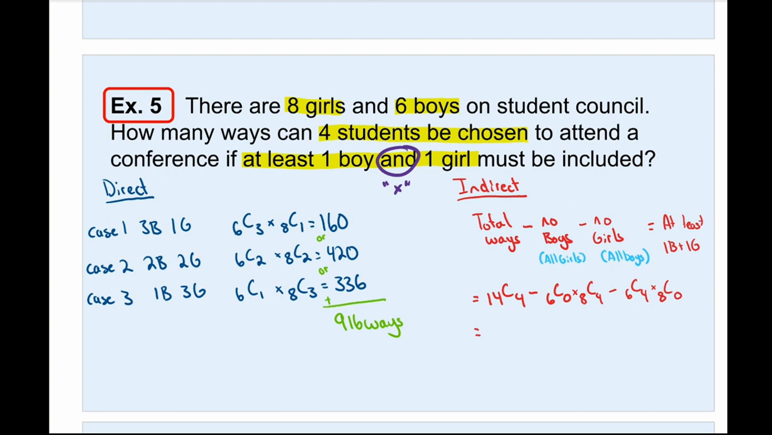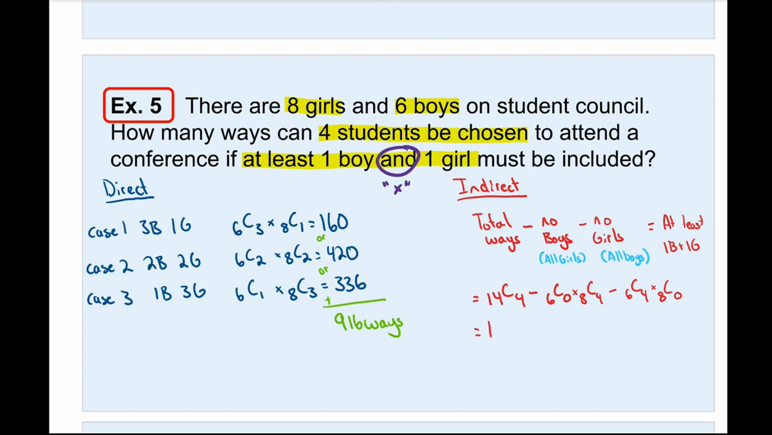So again, the "and" is in there because it's no boys and 4 girls, or 4 boys and 0 girls. In the end, it doesn't really make a difference because 8 choose 0 is 1 anyways, or 6 choose 0 is 1. There's only one way you can choose none of them. So in the end, it doesn't really matter, but you do want to keep that habit of including every part of it.